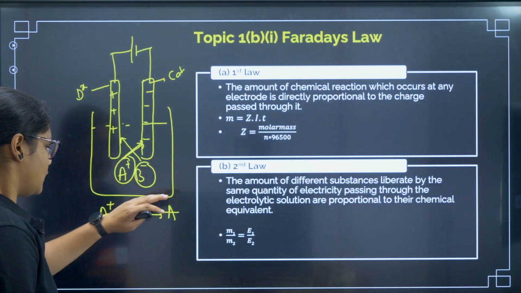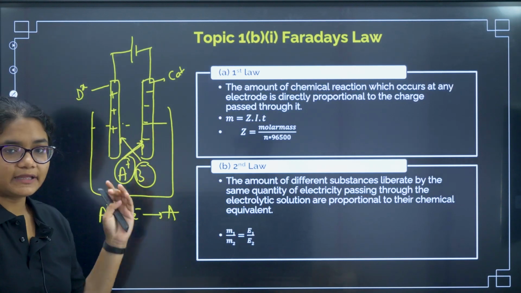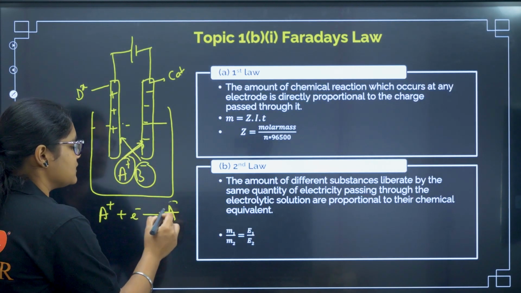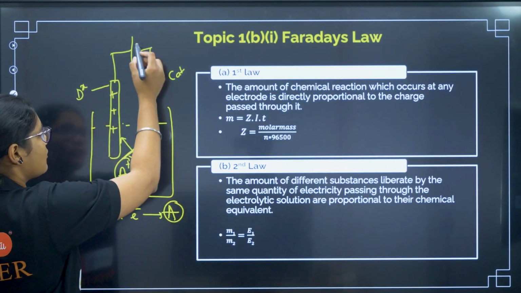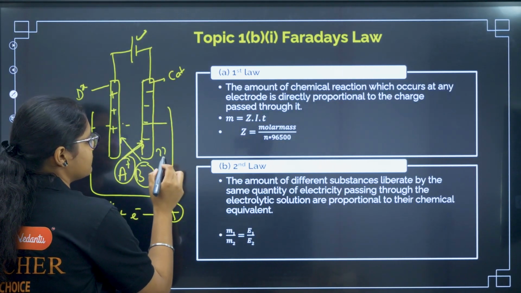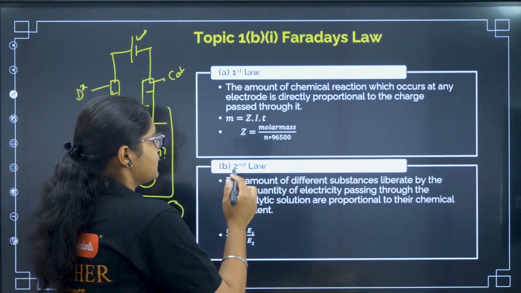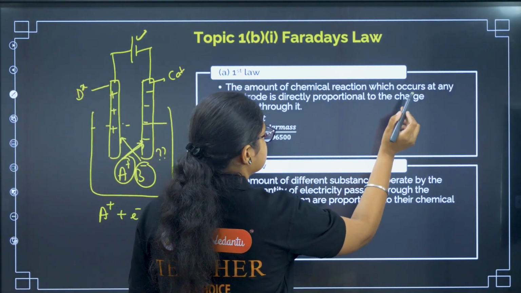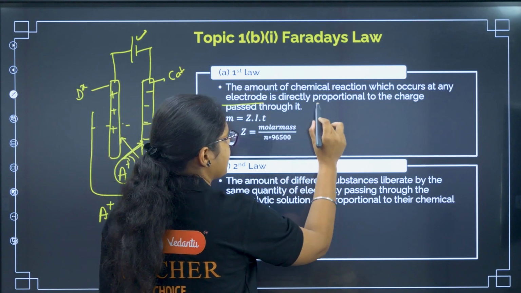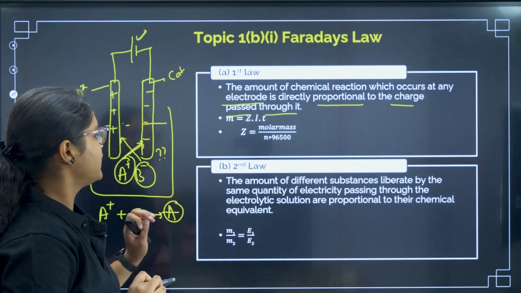Now if it is getting deposited as A, the questions that we get are to calculate how much mass is deposited. Suppose some amount of current is passed for a certain time, then what is the amount of mass deposited here? That is given by Faraday's first law. What does it say? The amount of chemical reaction which occurs at any electrode is directly proportional to the charge passed through it. So this formula is very important.